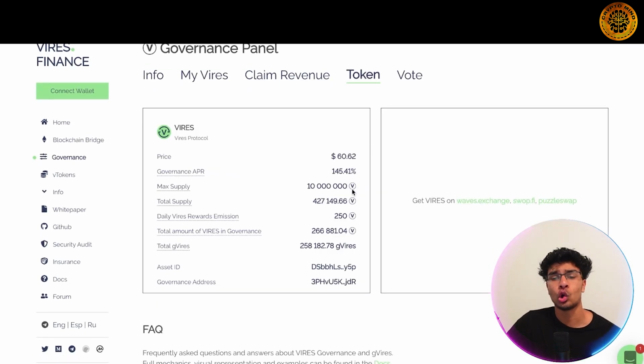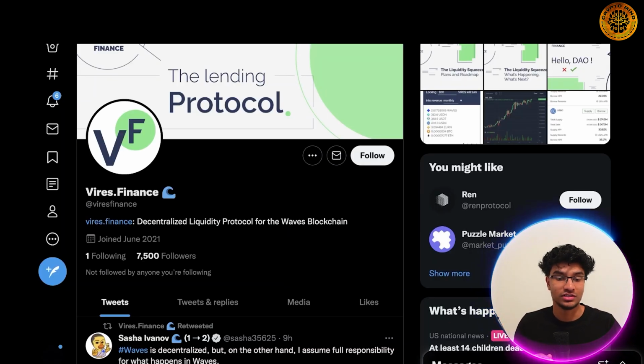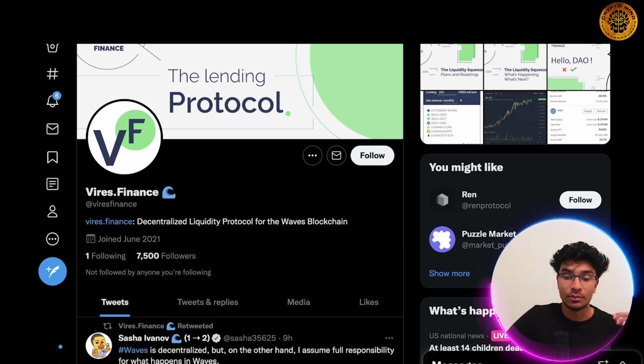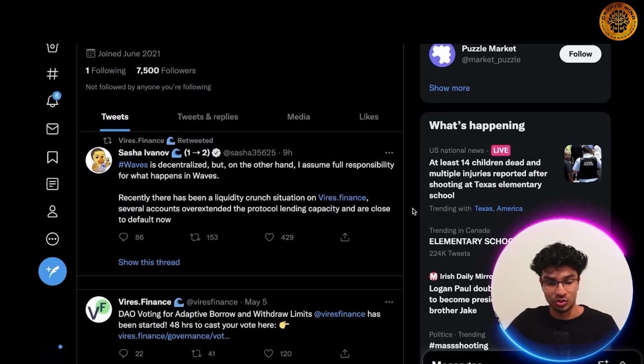Here are some of the token stats for the Vires protocol token. As you can see, the current price is $60.62. Taking a look at their community side of things, here is their Twitter page. As you can see, 7,500 followers, pretty good. And it says decentralized liquidity protocol for the Waves blockchain, so they are on the Waves blockchain like we just covered.